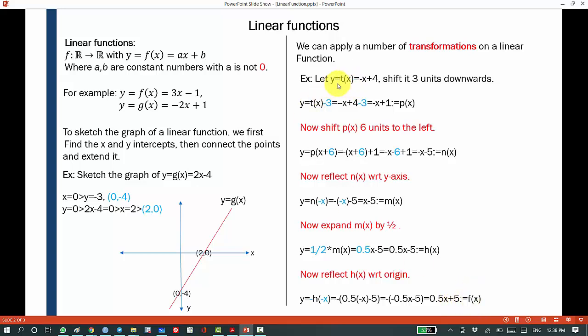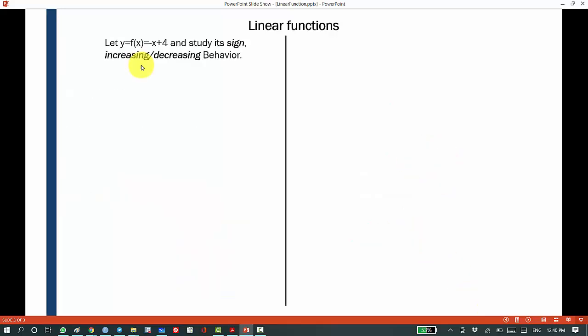Remember that we have started with t of x. We have applied different transformations, and we got different child functions: n of x, p of x, m of x, h of x, and f of x. Consider the linear function y is equal to f of x, which is equal to minus x plus 4, and study its sign and increasing decreasing behavior.